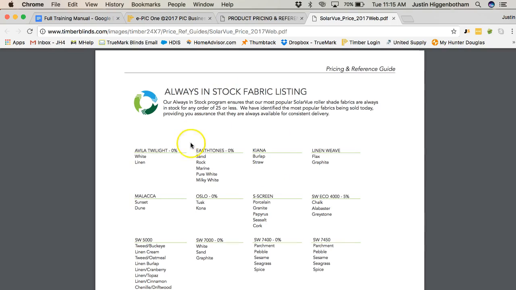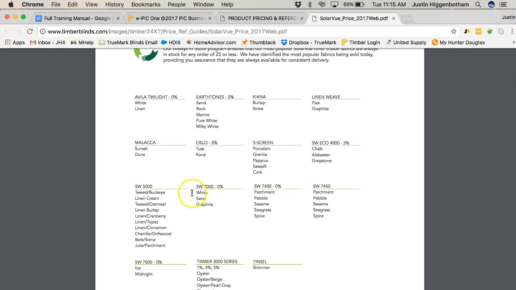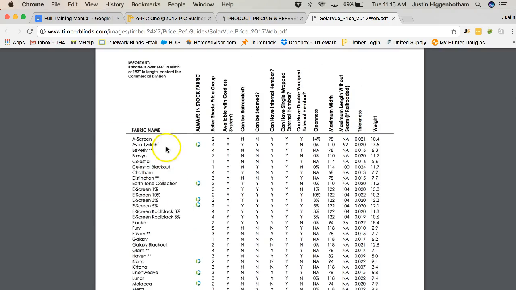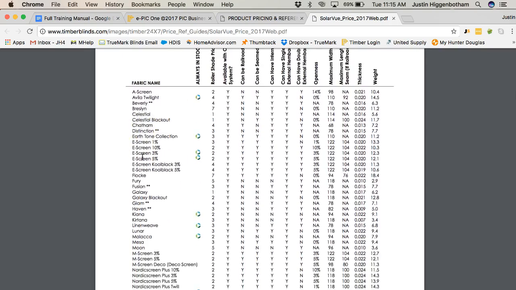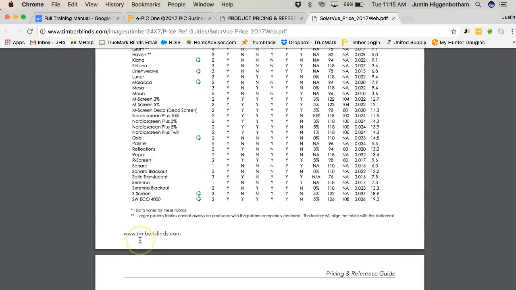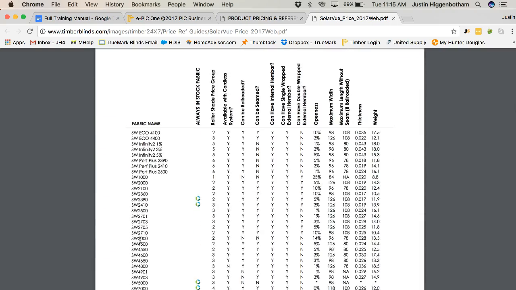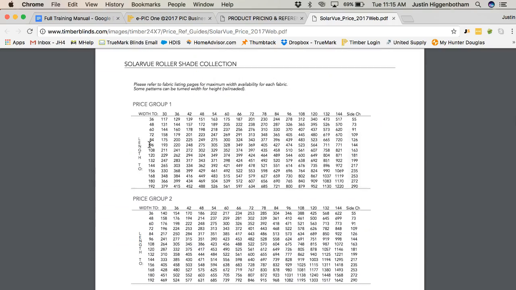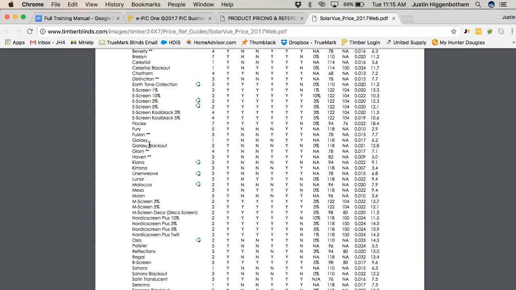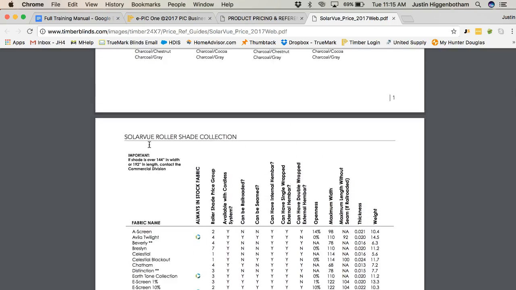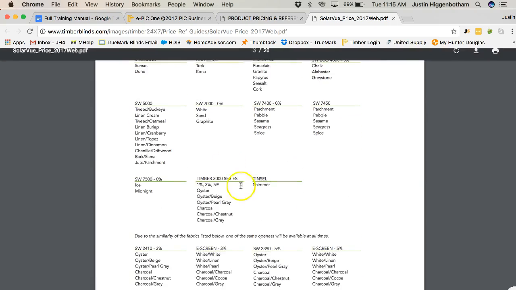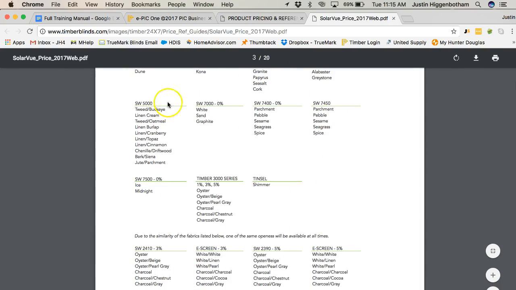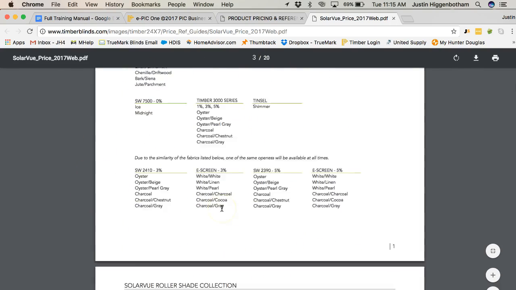This page is all the fabrics that are always in stock. Down here is all the fabrics that they offer that we have samples of, and we go into the home and show them, or we get an idea of what they want and then show them the fabrics that are best. But of those fabrics below, these are the ones that are always in stock.